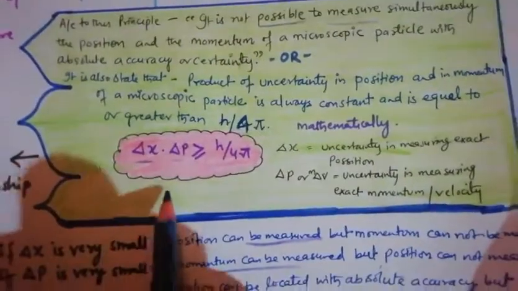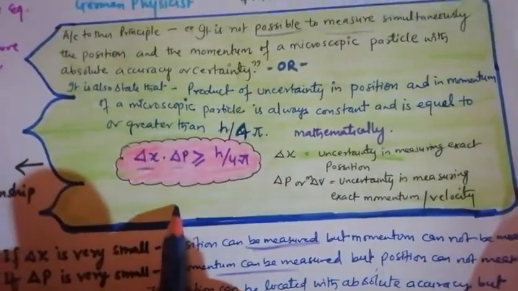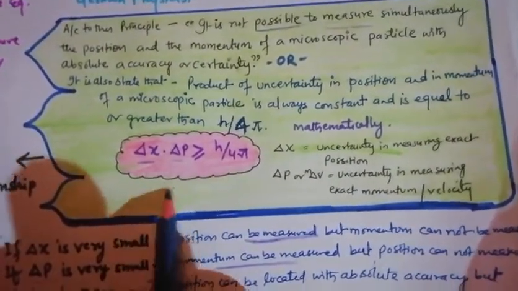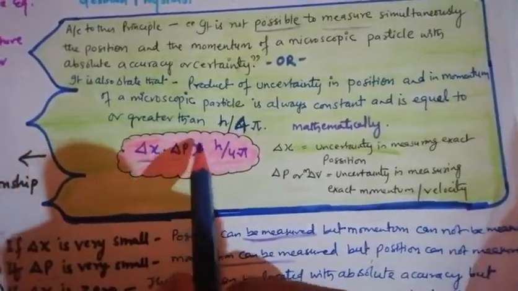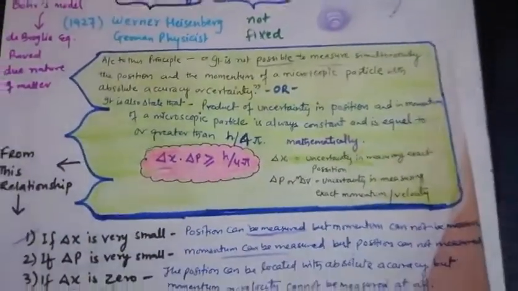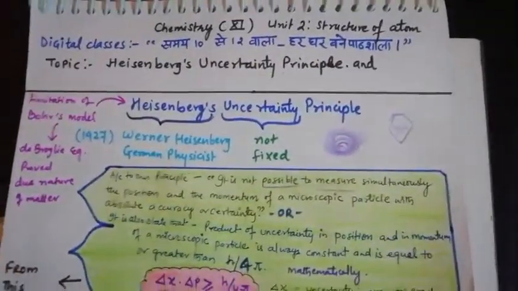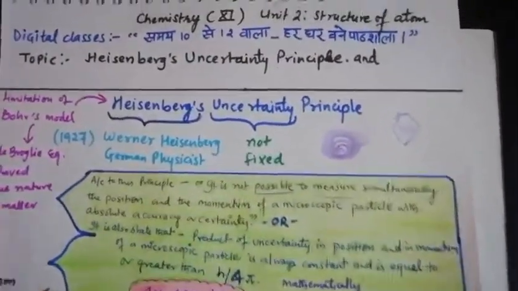Okay, so these are the two relations. The basic relationship of de Broglie is lambda is equal to h upon mv. And Heisenberg's is delta x times delta p greater than or equal to h upon 4 pi. So this is all about today's video. I hope you understood both the concepts.